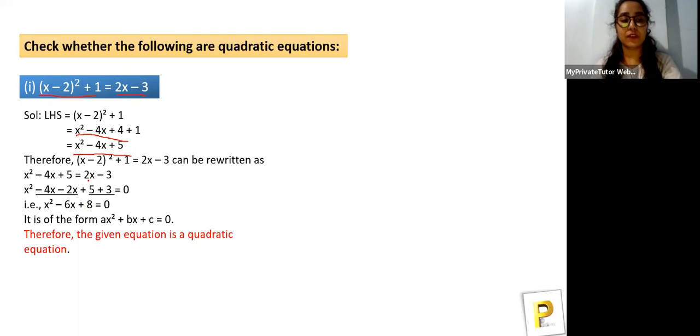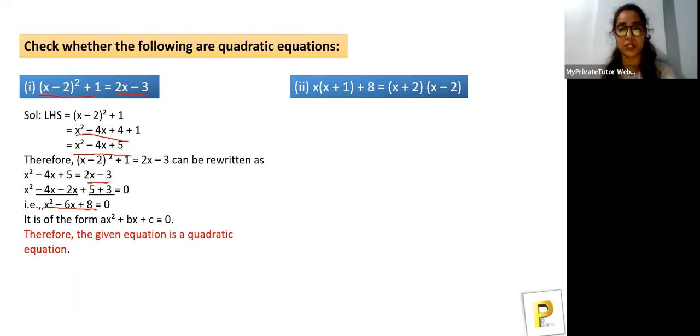Okay, now we'll shift this part on the left hand side. So this becomes x square minus 4x minus 2x plus 5 plus 3 is equal to 0. So we'll simplify the common terms. You can see that minus 4x minus 2x will give us minus 6x, and plus 5 plus 3 will give us 8. Now if you carefully observe this equation, it is in the form of ax square plus bx plus c is equal to 0. And yes, it is a quadratic equation. Okay, so let's solve this one.